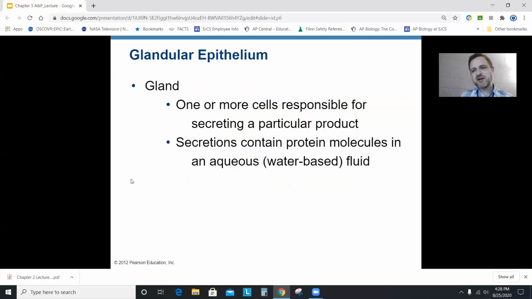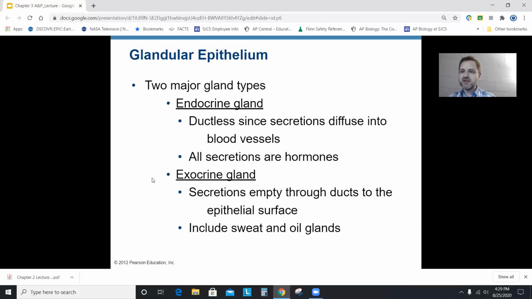So glands, we're going to come back to glands when we do the endocrine system. Glands are tissues that secrete things. Usually they secrete different proteins in a water-based fluid. It could be hormones, things like that. The two types of glands, and we're going to come back to this later, are endocrine glands and exocrine glands.